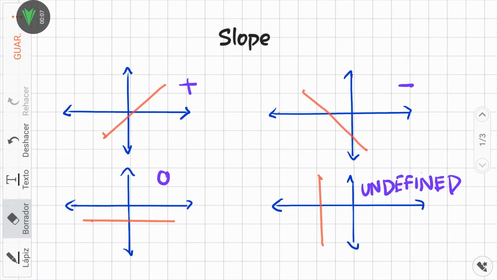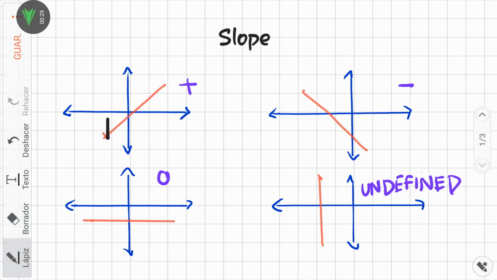Today we will discuss a new topic called the slope of a line. But first of all, what is a slope? The slope is a measurement of steepness. In simple words, it's just how inclined a line is. So there are several types of slopes: the positive, the negative, zero, and the undefined.